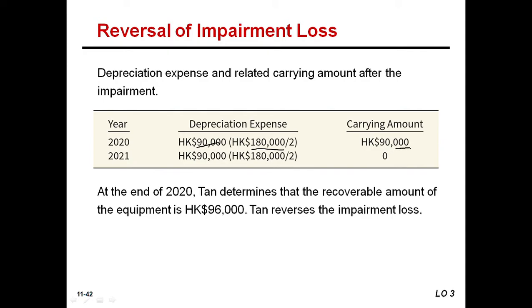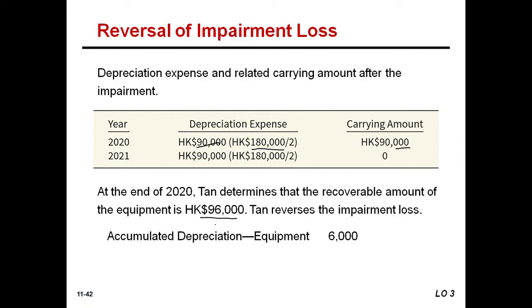Fine. So at the end of 1990, they found that the recoverable value is 96,000. So see, carrying cost is 90,000, recoverable value is 96,000. So basically, there is no impairment loss. But remember, you have already passed an entry for impairment loss. So now you can reverse that entry.